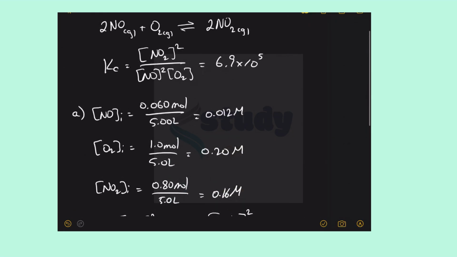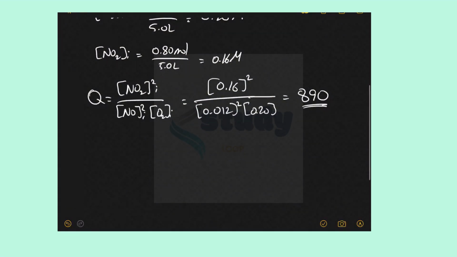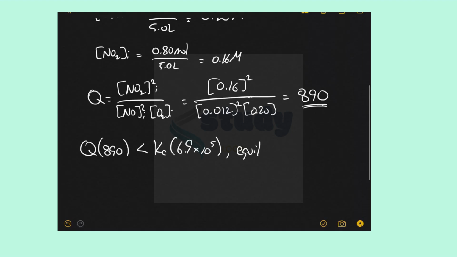We'll compare that to the actual equilibrium constant of 6.9 times 10 to the 5. So the Q, which is 890, is less than the equilibrium constant, 6.9 times 10 to the 5. So therefore, since the trial value from the initial values is less than the equilibrium constant, we're not at equilibrium, and to get to equilibrium, the equilibrium shifts towards the right.